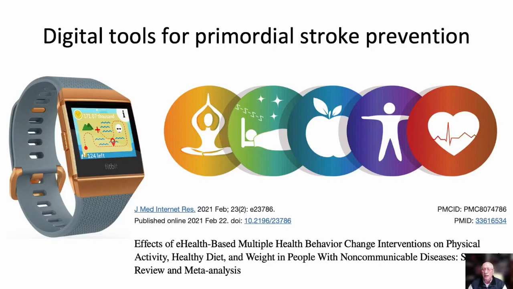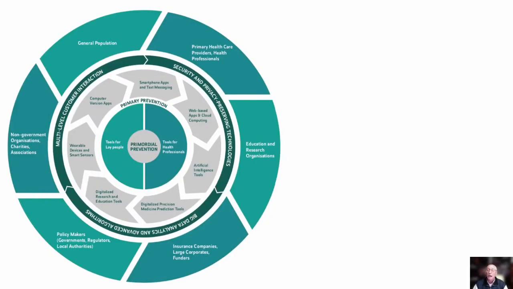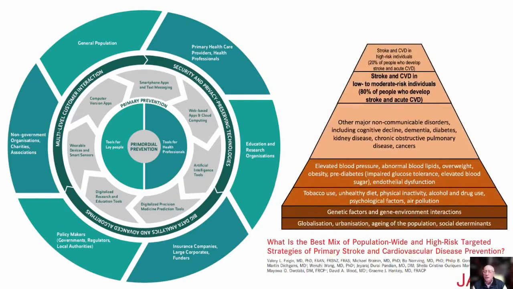On the contrary, as evidenced by a recent systematic review and meta-analysis, many such tools have been validated and confirmed effective for managing individual risk factors for stroke and cardiovascular disease prevention. However, to achieve the best results, such digital tools for primary stroke and cardiovascular disease prevention, including primordial prevention, on the individual level, need to be implemented and integrated with the wider population-wide primary stroke and cardiovascular disease prevention strategies.